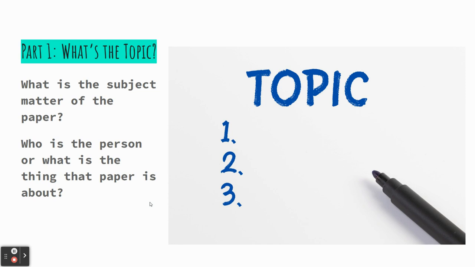What's the topic? This should be an easy two-sentence piece of the paper. What's the subject matter? Straight up. Who is the person that the paper's about? Please remember, you're not writing a biography. You're making an argument that this person deserves more recognition, or this person was misunderstood, or something like that. But who's the person, or what's the thing?